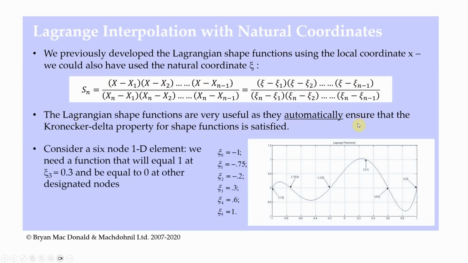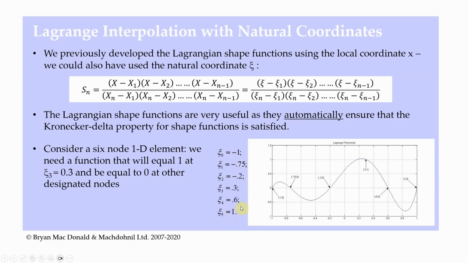So let's consider a 6-node one-dimensional element. Okay, so we have this element that has 6 nodes, and we're going to say that the nodes are at eta is equal to -1, eta is equal to 1, eta is equal to -0.75, -0.2, 0.3, and 0.6. So there are the eta locations of our 6 nodes.